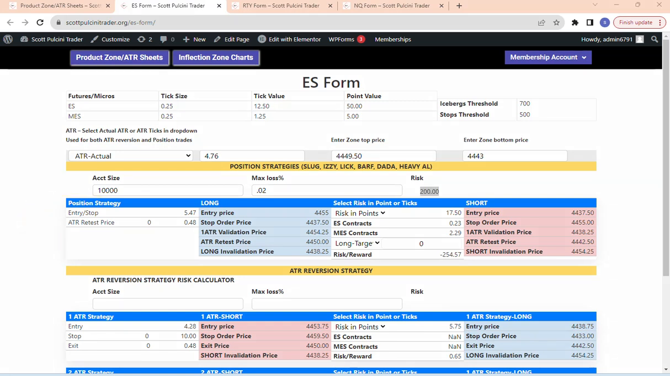This is based on what I'm risking here. I'm risking 17 points. I can put on to risk $200, based on the size of the zone and the current ATR, 2.29 MES. Obviously you can't trade in tenths, so I will round up, which means I could put on 3. That means I'd be risking a little more than $200 on this trade.